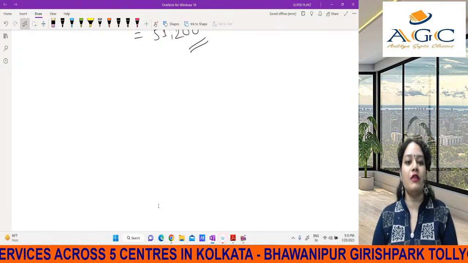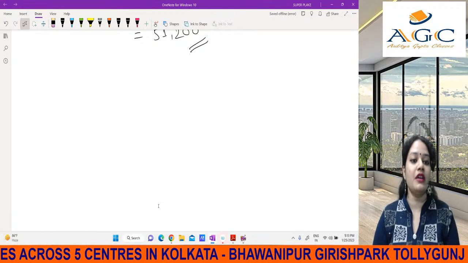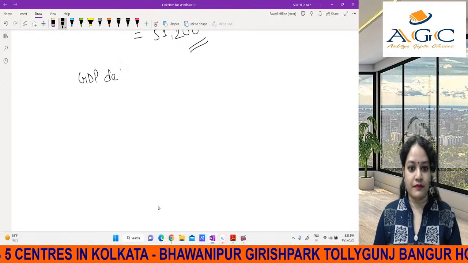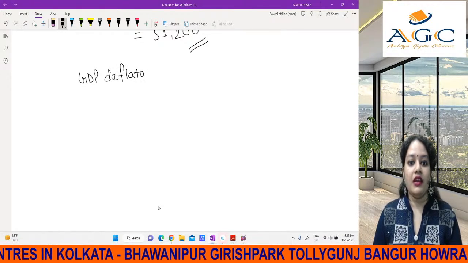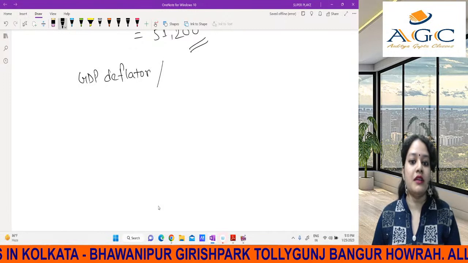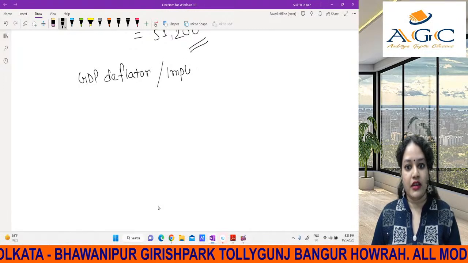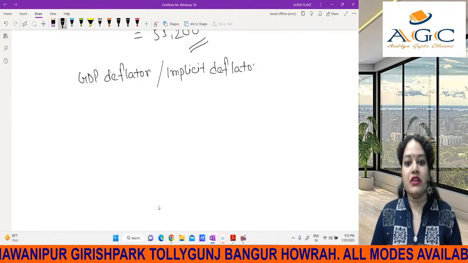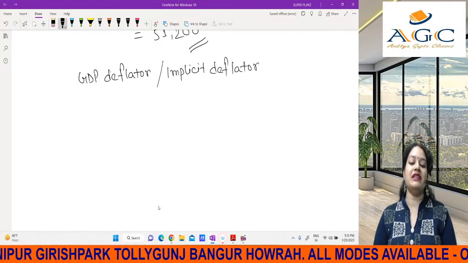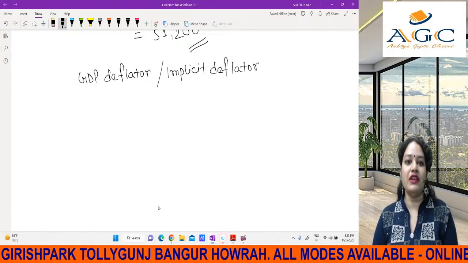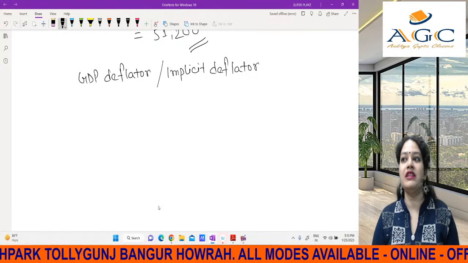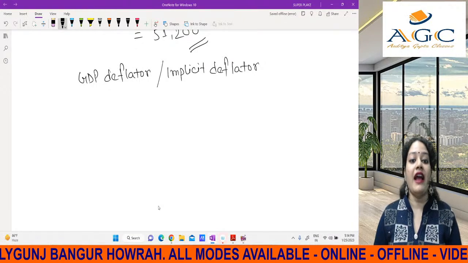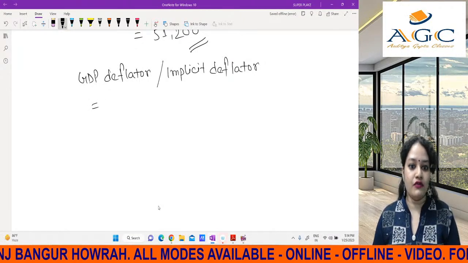Now what are some of the few things you need to know from this chapter which are important? That is your GDP deflator, right? In the question it might also be given as implicit deflator, so the answer would be the same for both. What is GDP deflator or implicit deflator? If inflation is going on in the economy, it basically calculates the impact of inflation on the GDP of an economy, right? And you definitely have to write the formula for this one.